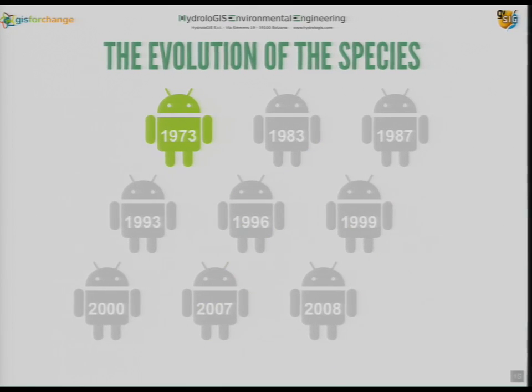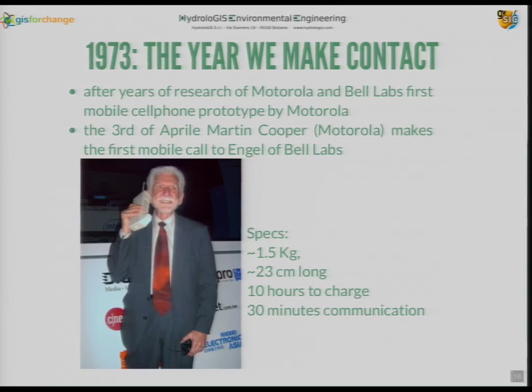And what about the devices? In 1973, this is the year we made contact. After years of research at Motorola and Bell Labs, finally Motorola was able to create the first working cell phone, and on the 3rd of April, Mr. Martin Cooper from Motorola made a call to Engel of Bell Labs, to tell him, hey, we made it first. The first phone weighed 1.5 kilograms, was 23 centimeters long, took 10 hours to charge, and in 30 minutes, it was gone. But it was the first.